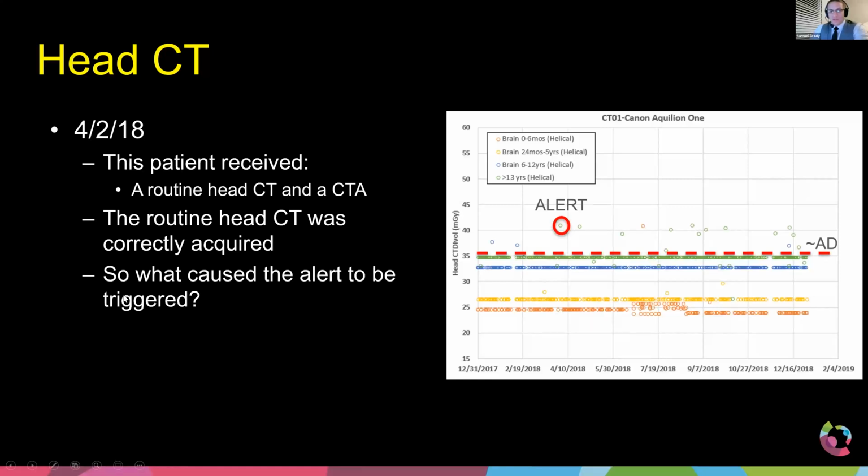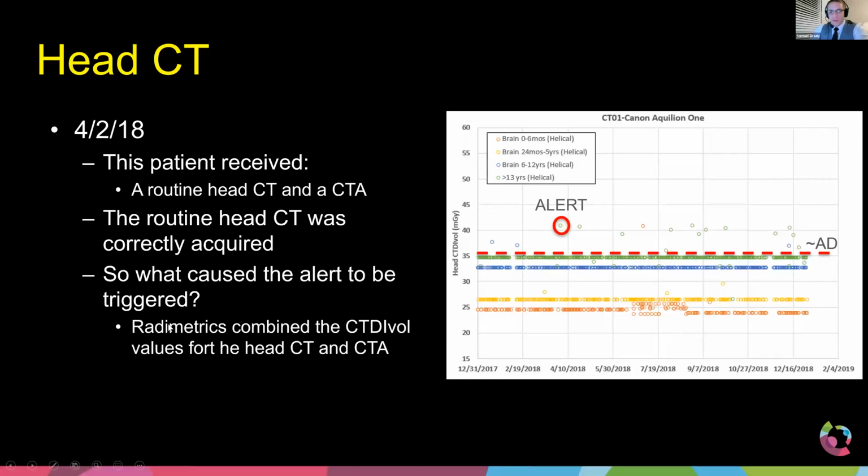So what caused the alert to be triggered? It turns out that Radiometrics, whenever there's a combo, will take the two CTDIs and combine them. So the CTDIvol for the routine and the CTA got added together. It wasn't actually a perfect add, and something was kind of weird with it, because the CTA is actually a little higher than only 10 milligray. But it caused the value to go from 35 up to basically 43, 40.3, excuse me. So this was a false alarm.